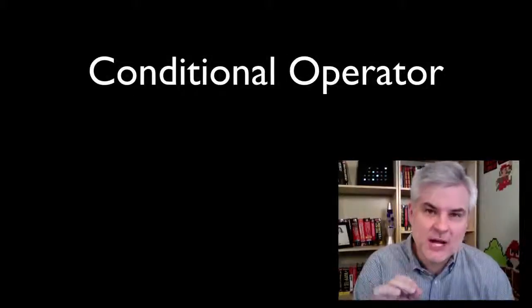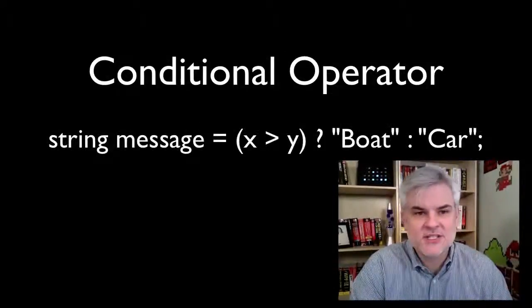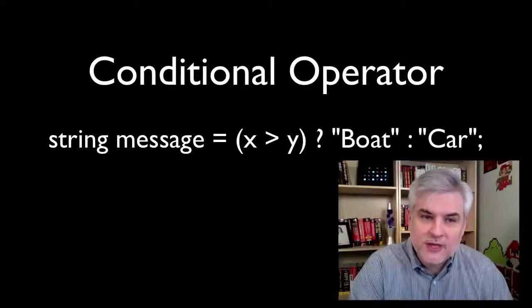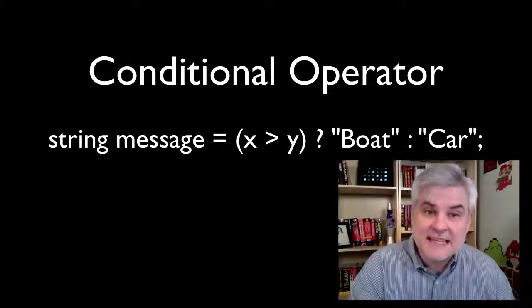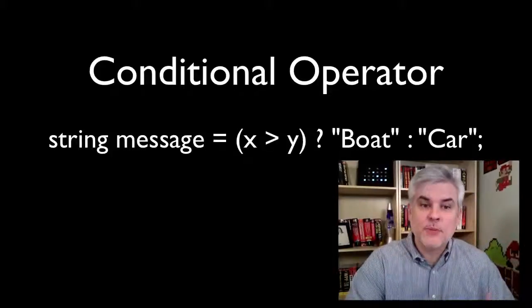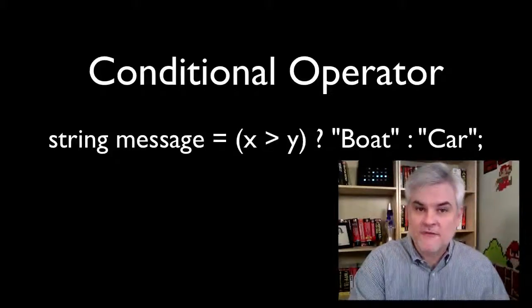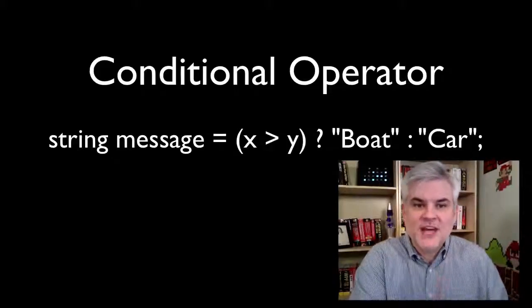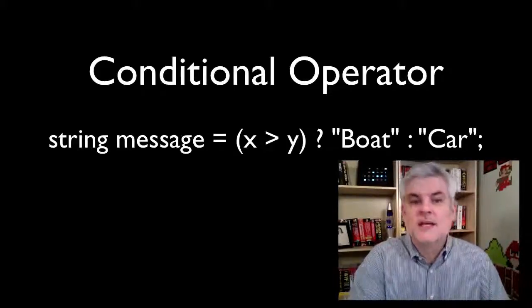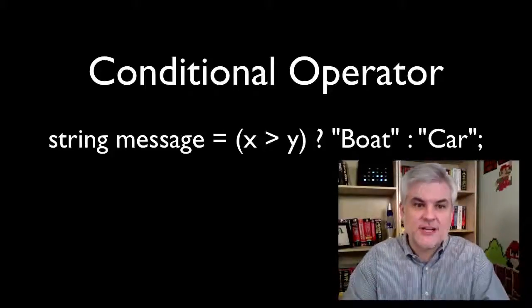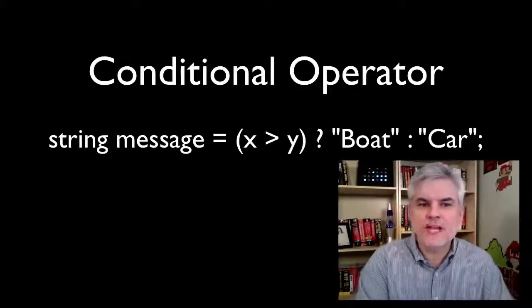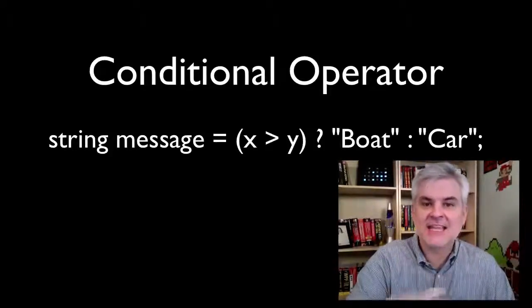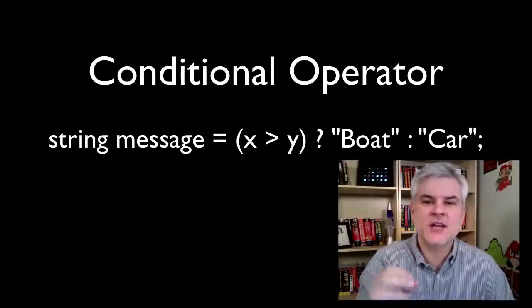Okay, yesterday we learned about the if statement. We saw how that worked. Earlier today, we learned of a second new way to write a decision statement using the conditional operator. Remember this? String message equals, then we're going to evaluate, is x greater than y? If it is, then return the value of boat, assign boat to our variable message. Otherwise, if y is greater than x or equal to it, then take car, literal string, and assign that to message.